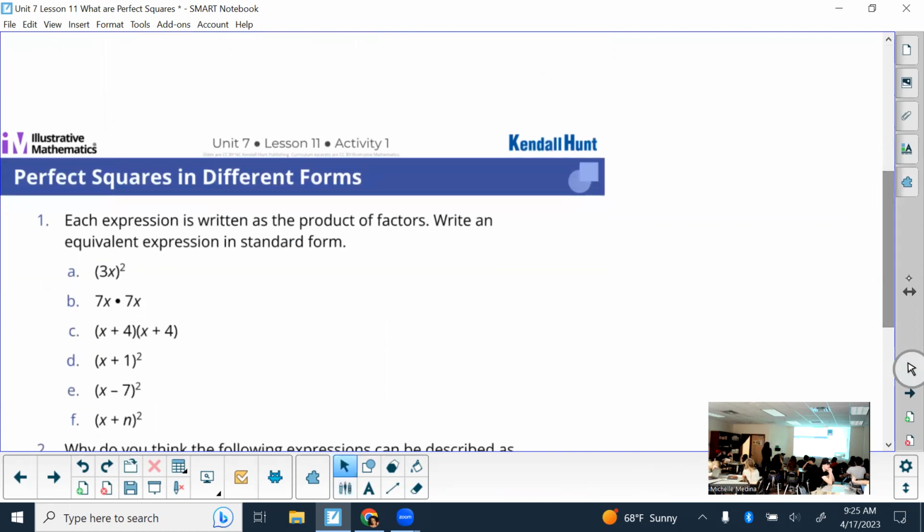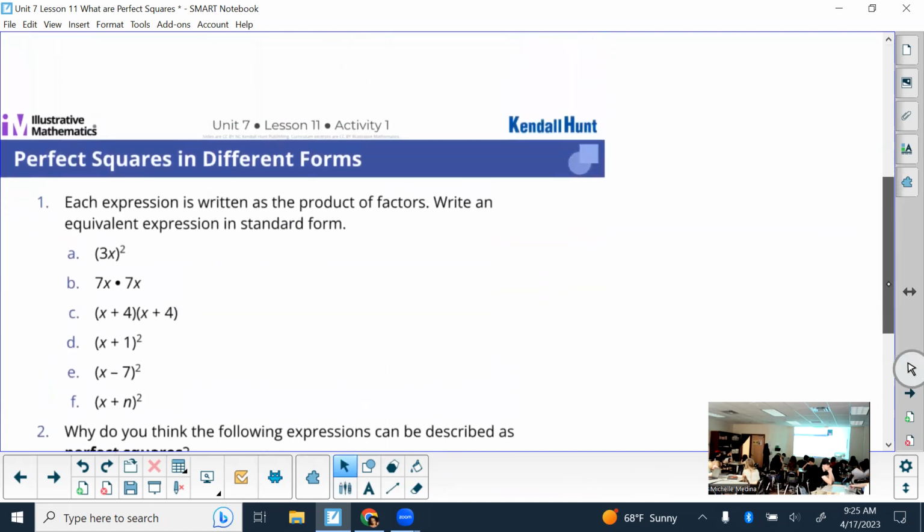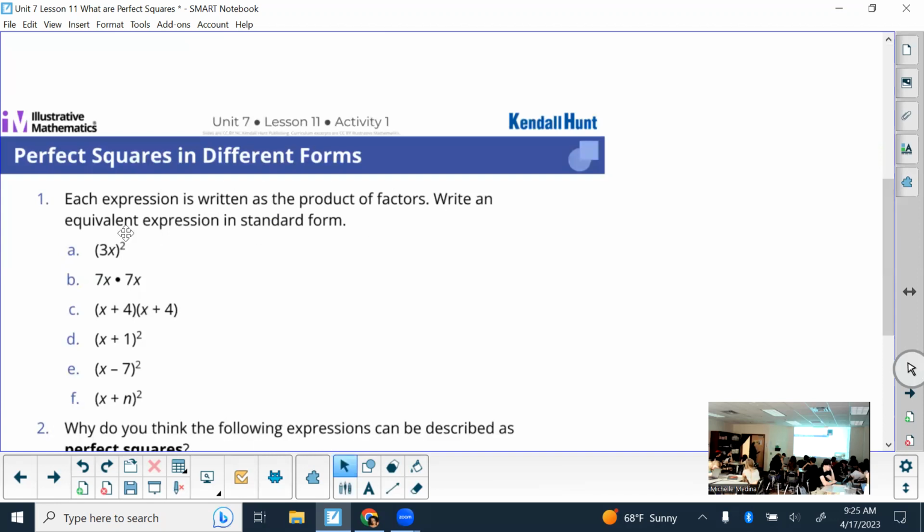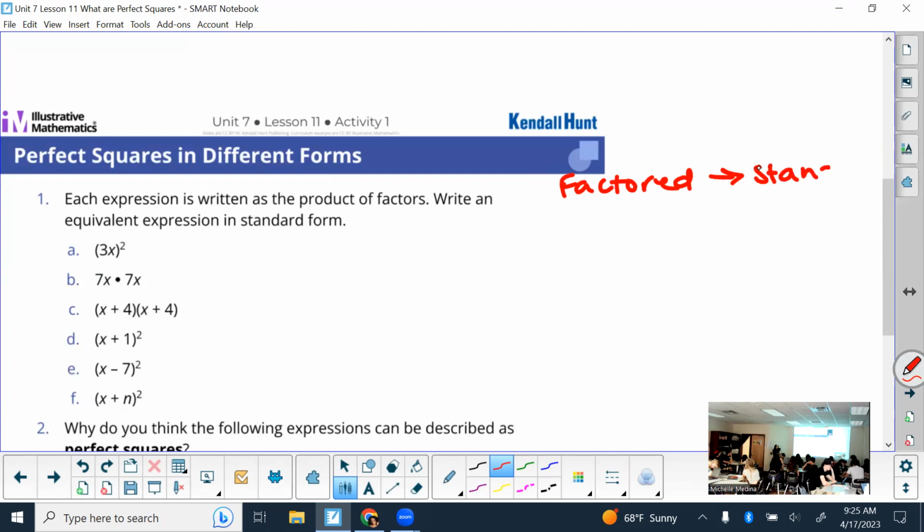All right, your next task in your groups is to write an equivalent expression in standard form for each of these. So for each of these, they're written as factors. Anytime we go from factor form to standard form, what do we do? Table 8, what do we do to go from factor form to standard form?